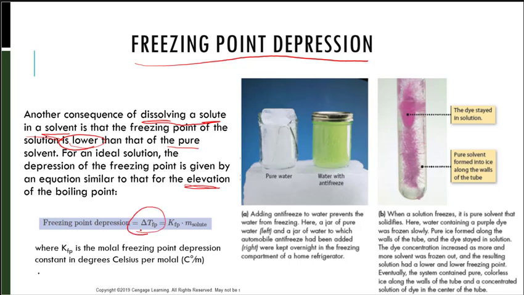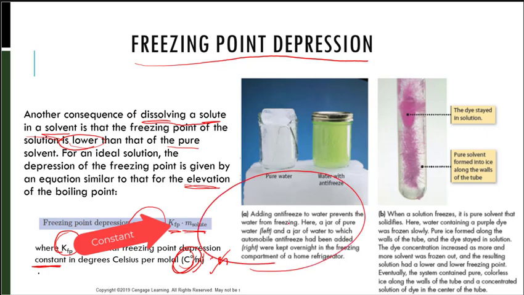So we have delta T_fp is equal to K_fp times the molality of the solute, where the K_fp is the molal freezing point depression constant, and that's in degrees Celsius per molal. So degrees Celsius per molal times molal will cancel out those molals, telling us how much that freezing point will be depressed by. If you look at this example here, adding antifreeze to water prevents the water from freezing. So here's pure water, and there's water with antifreeze in it, and the freezing point has been lowered.